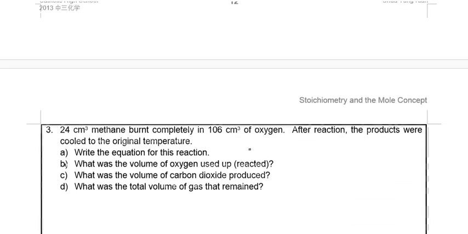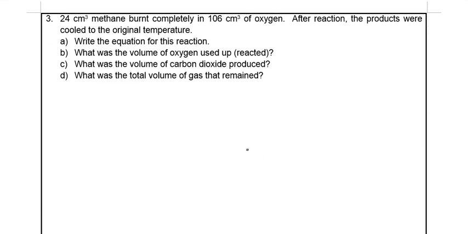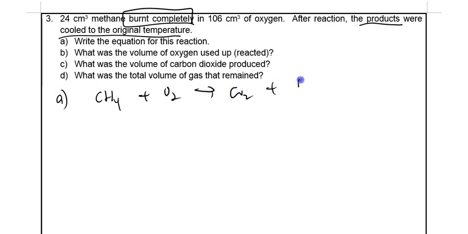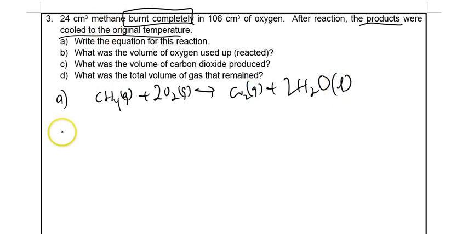Question number 3. 24 cm3 of methane is burned completely in 106 cm3 of oxygen. At the end, the products were cooled to the original temperature, which is probably room temperature. So step A, equation for the reaction: CH4 plus O2 gives me CO2 plus H2O. And I balance the equation, 2 here and 2 here. This is a gas, this is a gas, this is a gas, and this is liquid state because it was cooled to the original temperature.